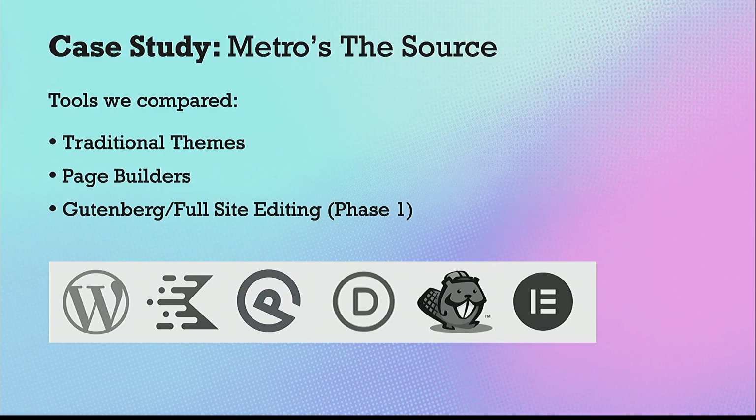These were some of the tools that we looked at. I had experience with traditional themes and page builders, like I mentioned, but we wanted to get on board with Gutenberg. From the time when the project started to now, Gutenberg had gone through a couple of phases. Right there it says phase 1, but we were up to phase 3 by the time we were ready to design and build. We looked at, again, WordPress, Cadence, Generate Blocks, Divi, Beaver Builder, and Elementor.